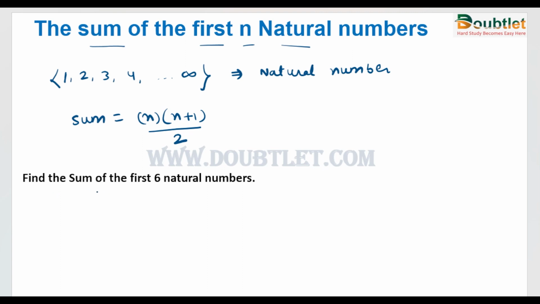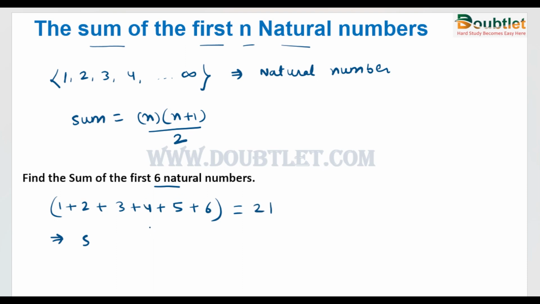So this is the question: if we have to find the sum of first 6 natural numbers, it means we need to find 1 plus 2 plus 3 plus 4 plus 5 plus 6. The first method is to add them step by step: 1 plus 2 is 3, 3 plus 3 is 6, 6 plus 4 is 10, 10 plus 5 is 15, 15 plus 6 is 21.